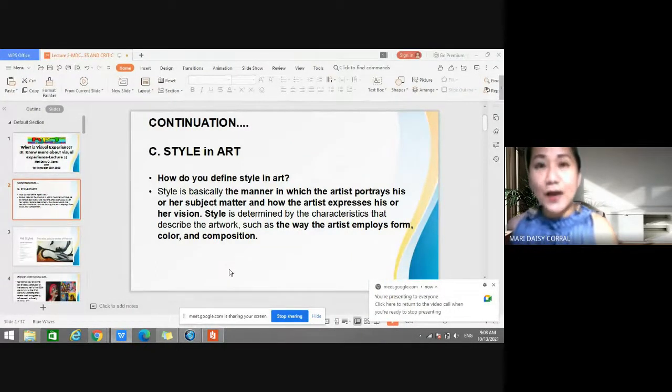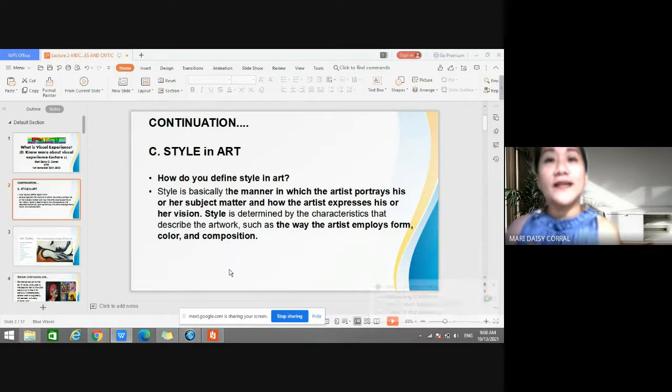So basically, our art style is just similar to the use of the word style in common sense. Let's try to look into this one. Style is determined by the characteristic that describe the artwork, such as the way how the artist employ the form, the color, and composition.